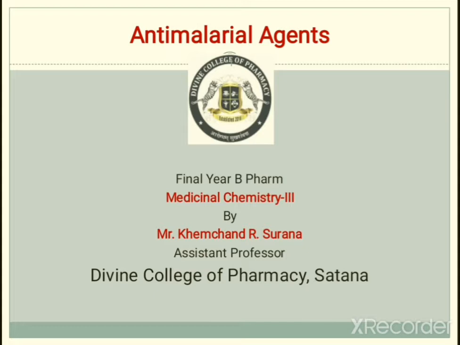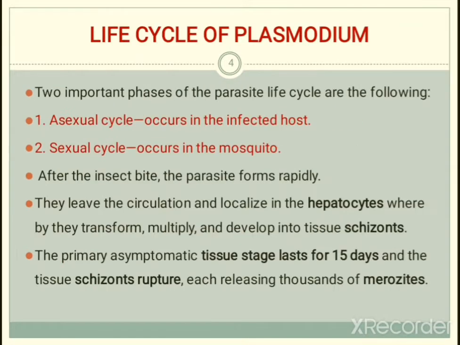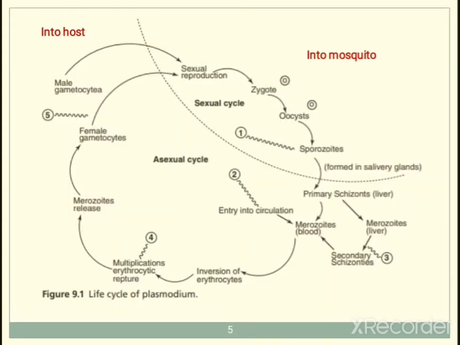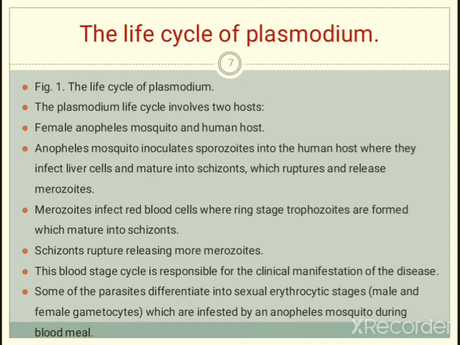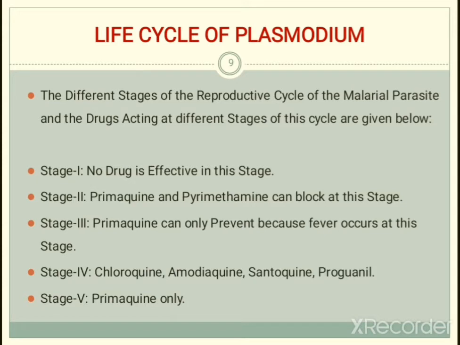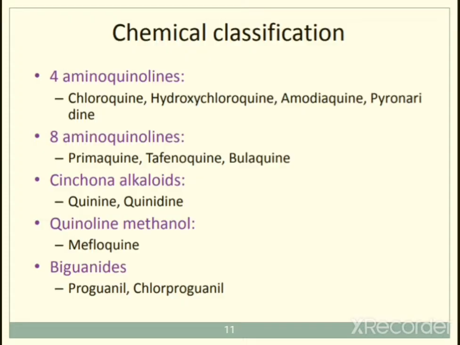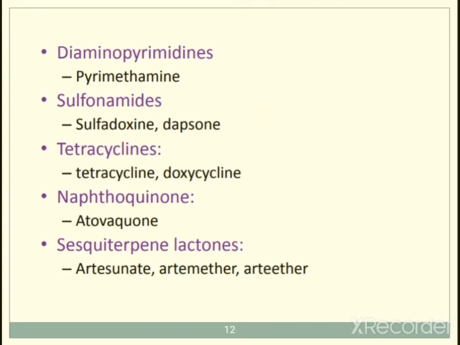In the last session we started with the antimalarial agents, and we saw the introduction of antimalarial agents. Then we saw the life cycle of Plasmodium. We saw the sexual life cycle and asexual life cycle, or the sexual phase and asexual phase. Then we saw the different stages of the malarial parasite in the life cycle where different drugs are effective. Now we started with the classification of antimalarial agents, and we saw the classes and examples of these antimalarial agents.